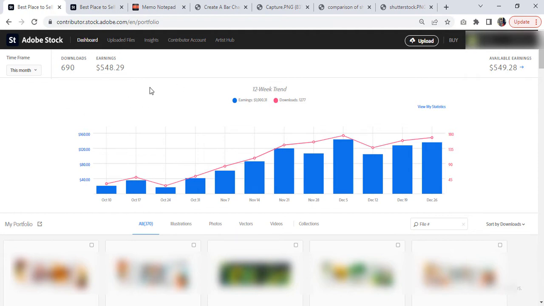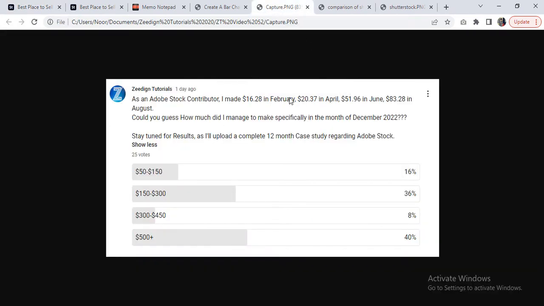Now I'll begin with this particular month's earning for the Adobe Stock, and if you remember, I posted a poll on my account and I gave away some pieces of information, like I made $16 in the second month of this year, then 20 in April and 50 in June, like that. So can you guess how much did I manage to make in the month of December 2022?